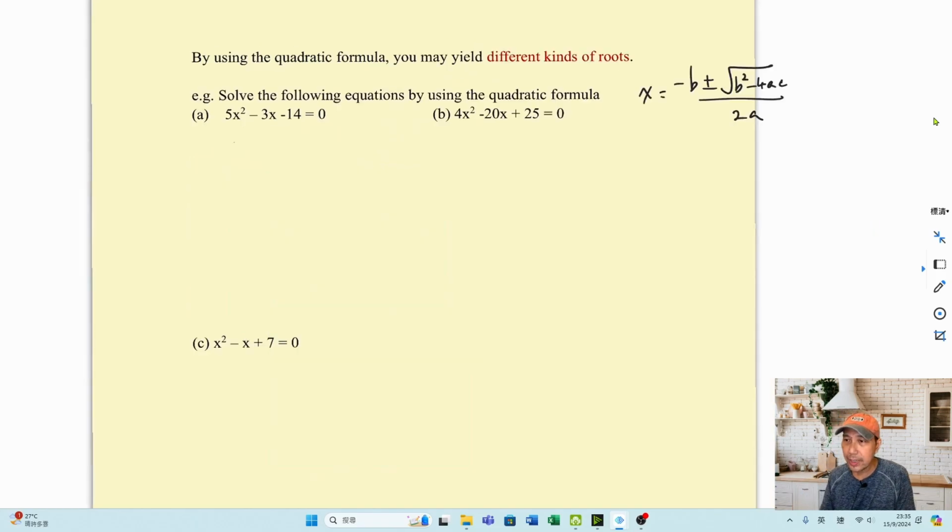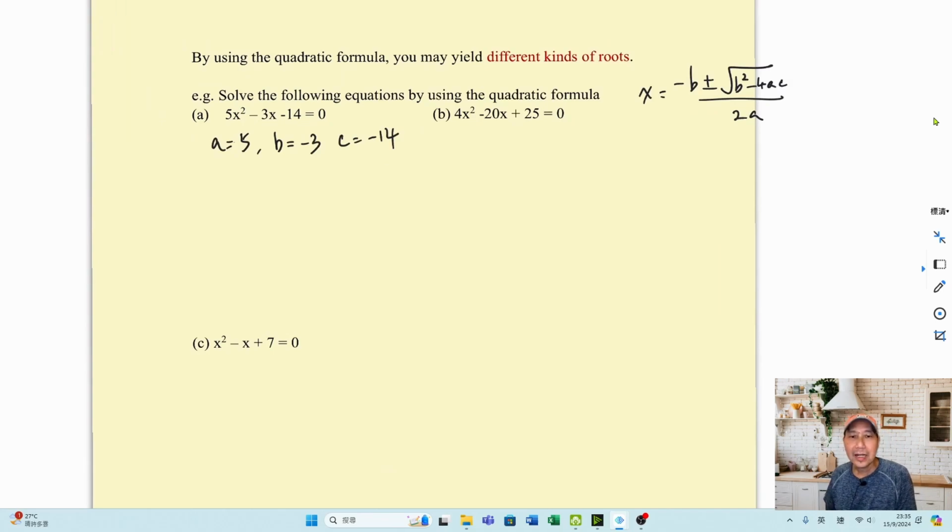Okay, let's do some practice. The formula is here. Negative b, positive or negative, square root of b squared minus 4ac, over 2a. You can write down a, b, c for yourself. Now b is negative 3. Remember, you need to take care of the sign.